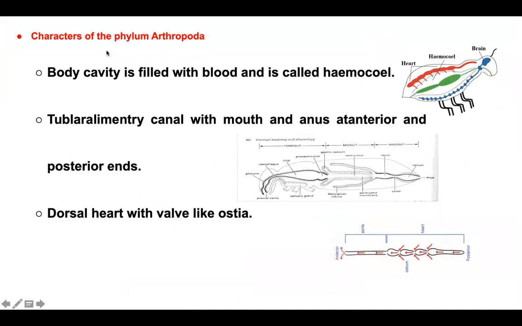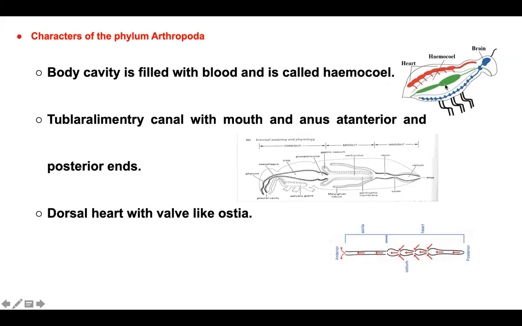Then coming to the other characteristics of phylum Arthropoda: the body cavity is filled with blood, and it is called the hemocoel. Here is an insect body, and it is filled with blood, which is called hemolymph. Insect blood is called hemolymph. The hemolymph flows throughout the whole body cavity.